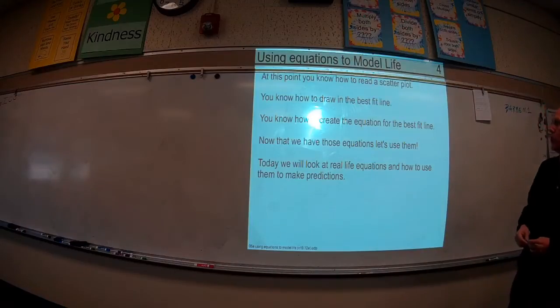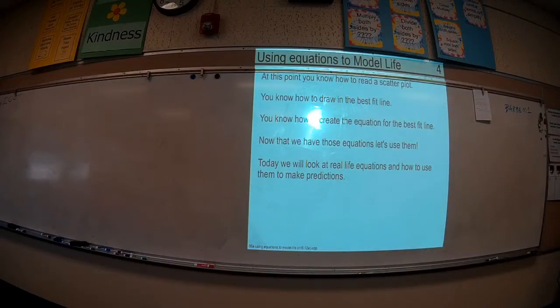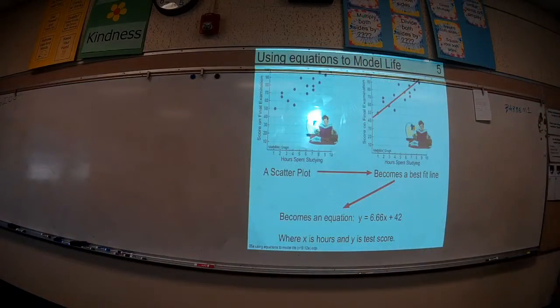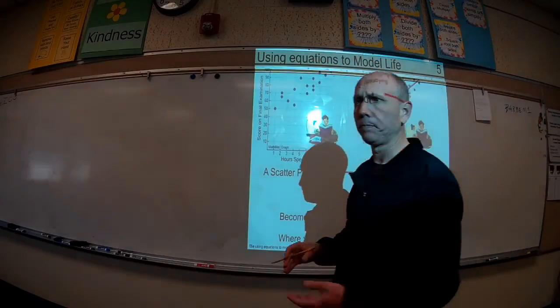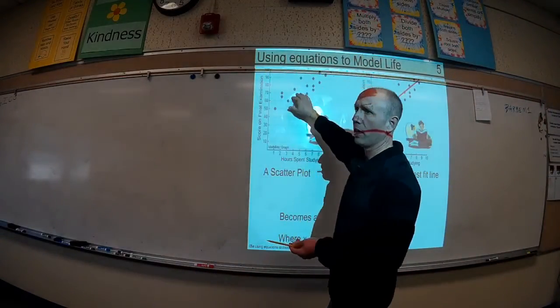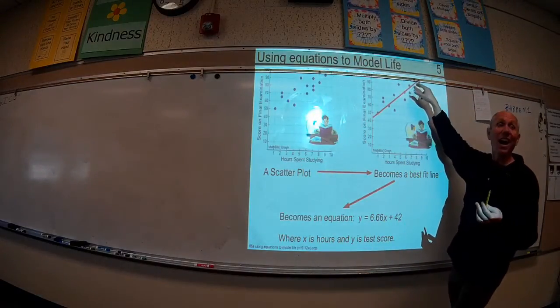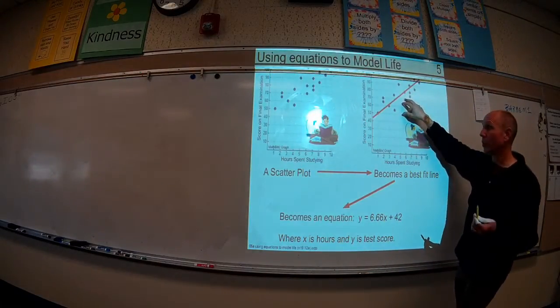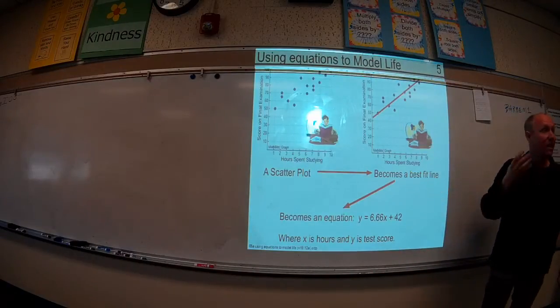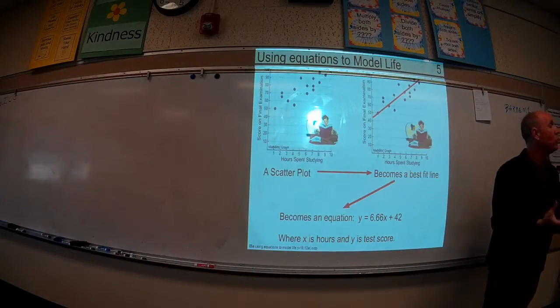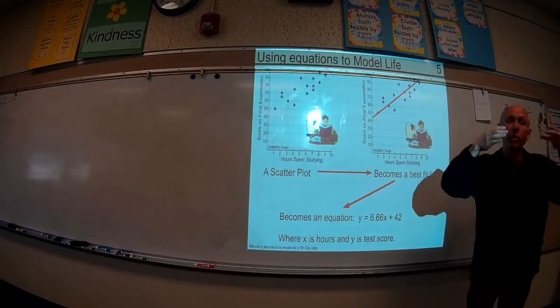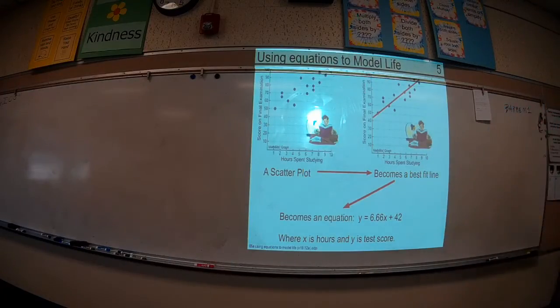Today we're going to look at real life equations and how to use them to make predictions. So here's what's going on. I go out and I collect my data. My data turns into a scatter plot. I use my scatter plot to draw a best fit line. I take my best fit line and create the equation for it. Then I can use the equation to make predictions about life. So today we're going to focus on just how to use an equation.